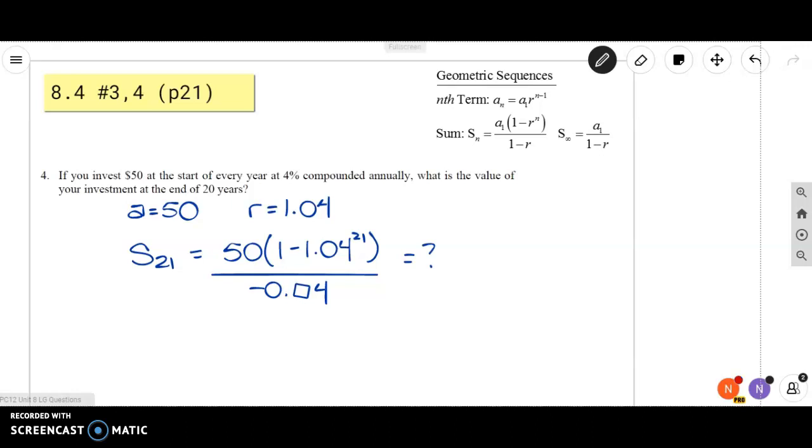Once you have that value for S21, to get your final answer, you're going to subtract $50 for the $50 that is invested in year 21. So we can know what the amount of the investment value was at the end of the 20 years. So if you answer this and check your answer in the answer key, you'll notice it includes subtracting that 50 to get to the final answer.